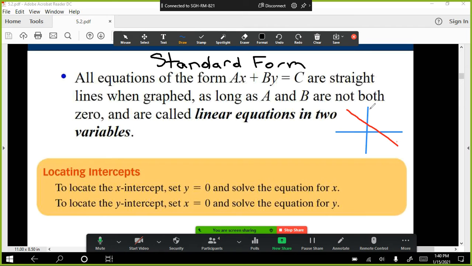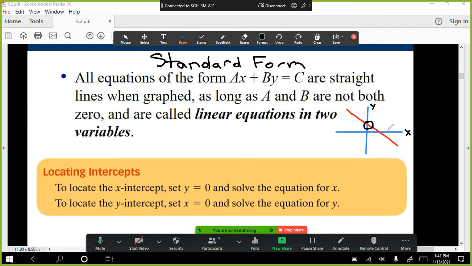So right here, this is the y-axis. This is the x-axis. This point right here where that line crosses over the y-axis is called the y-intercept. And what is true about all y-intercepts is that the x-coordinate of that point is 0. That could be at (0, 2). That could be at (0, 3). Any point on that y-axis has an x-coordinate of 0, because it hasn't moved left or right off of that axis.